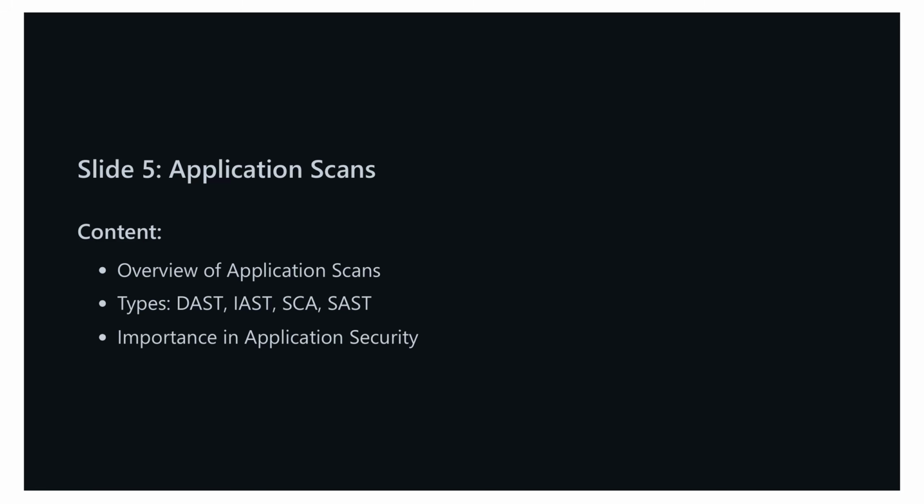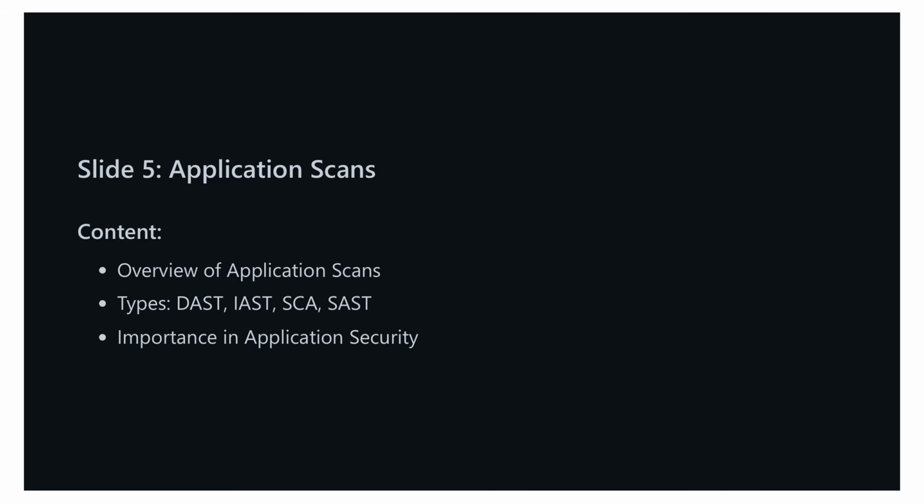Each of these methodologies serves a unique purpose, and collectively they form a comprehensive security posture for applications. DAST, or Dynamic Application Security Testing, focuses on identifying vulnerabilities in the runtime environment. IAST, or Interactive Application Security Testing, combines elements of both DAST and SAST, providing real-time analysis and monitoring of applications as they run. SCA, or Software Composition Analysis, identifies vulnerabilities within open source and third-party components used in your application.